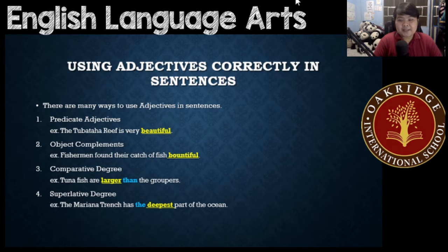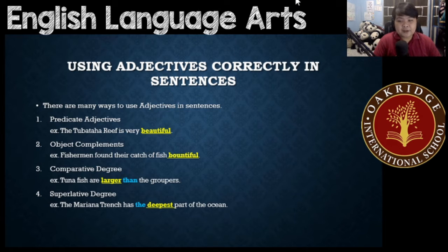Next, comparative degree, like we've already discussed. Larger. Make sure you see that in blue. Don't forget to put than whenever you're making a comparative degree. For example, the tuna fish are larger than the groupers. Don't forget the than. Smaller than, bigger than, more handsome than.